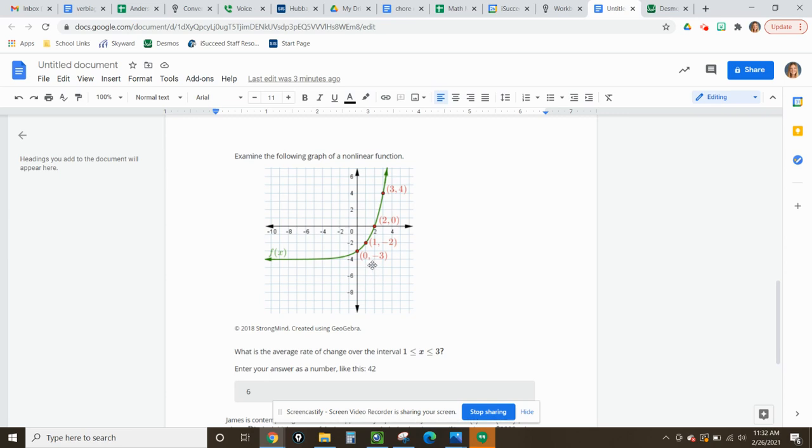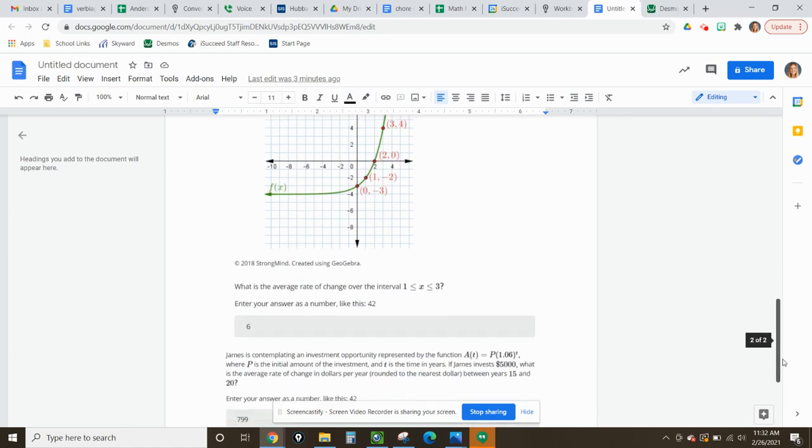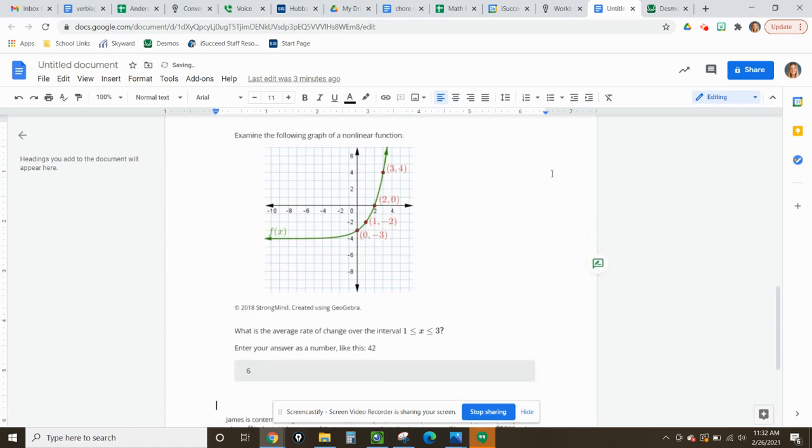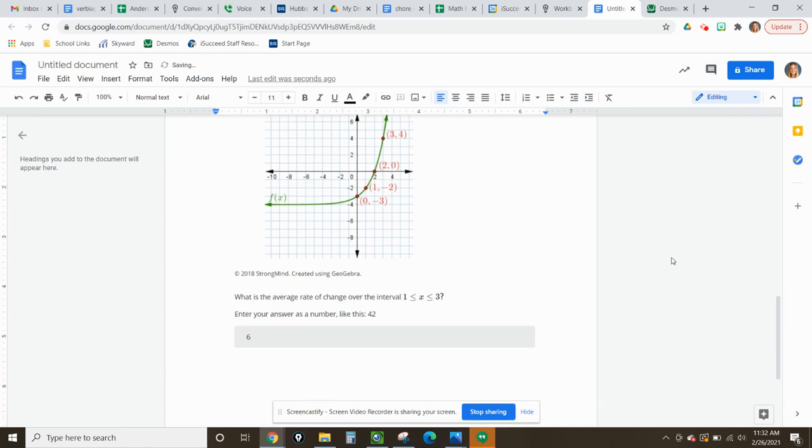You had 6. So I'm guessing you realized that it went up 6, but it also went over 2. That was over 2 points. So you need to divide the 6 by 2. Okay, so hopefully that makes sense. Rise over run. They've talked about this a lot in this course. So rise, you went up 6 and over 2. So 6 divided by 2. Okay, let's look at this next one. Down here.